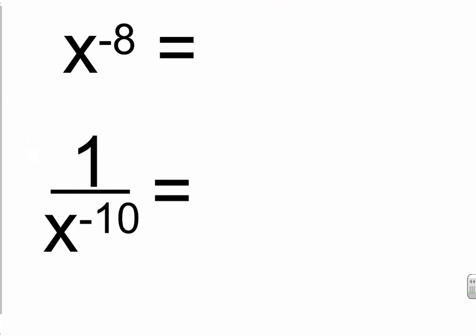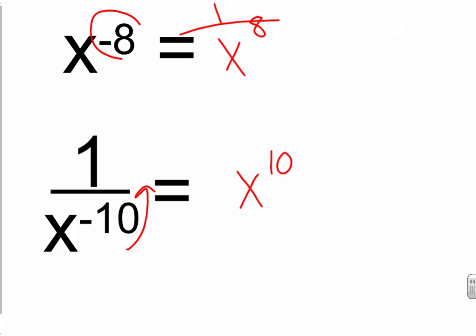So take a look here. Try and see what you think these two should actually be. Hopefully you said x to the positive 8th, but you put it over 1. So it's 1 over x to the positive 8th. This one shoves up, so it ends up being x to the positive 10th. And again, this one is going to shove down.